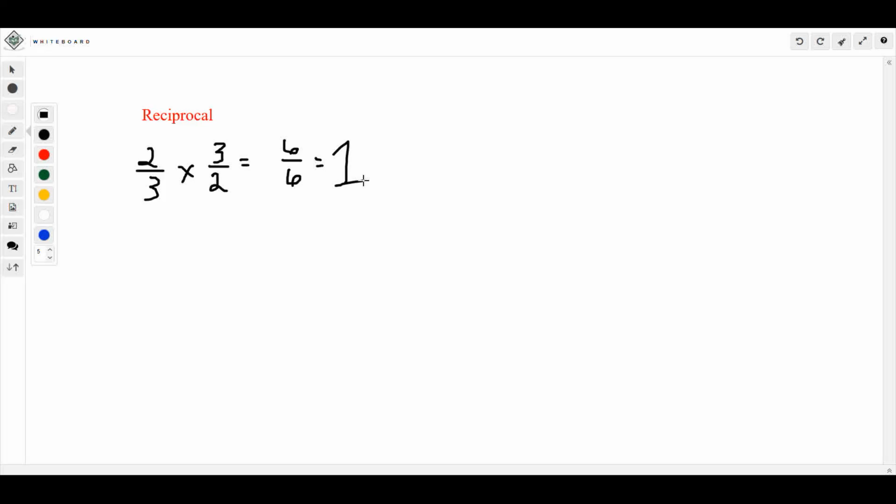Any fraction multiplied by its reciprocal is always 1, because the numbers on top of themselves is the same as 1. So you could do anything. Let's do 4/8 times its reciprocal. Take this and flip it upside down. It would be 8/4. And then multiply straight across, you get 32/32. There you get 1. Okay?